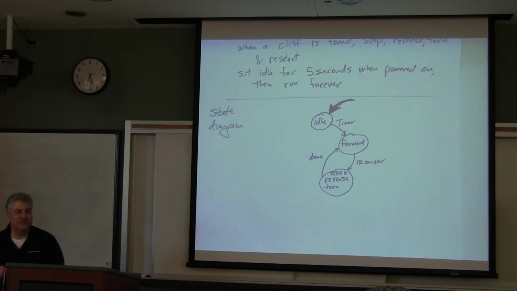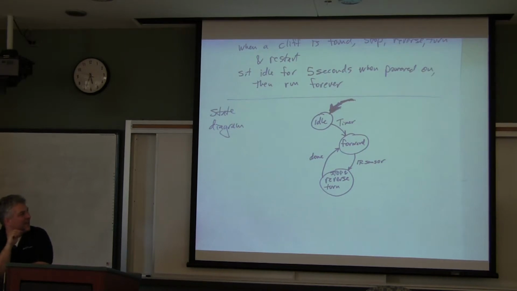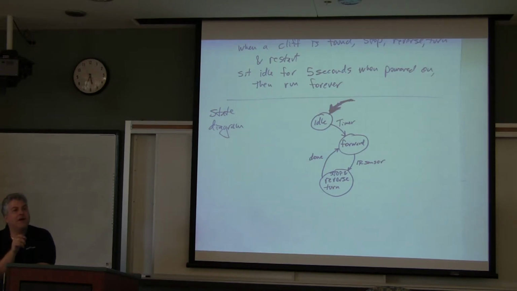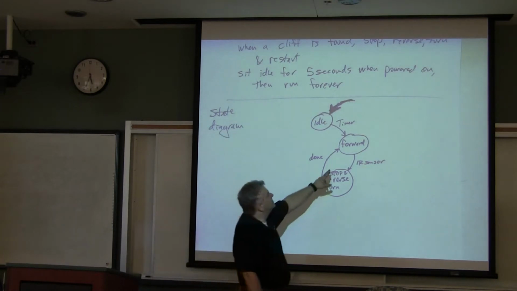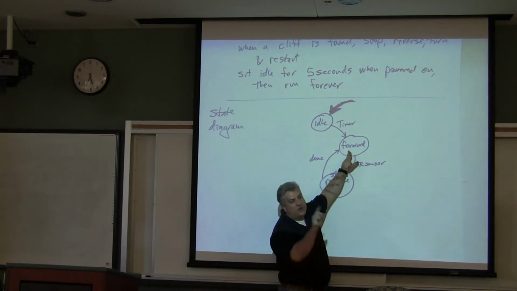I think you're wrong on there. You need another loop continuing into forward. If there's no cliff, it should stay on the forward state. You should have that loop there. It's the IR sensor. By the way, in a software state machine, it's assumed that you just stay there. You don't need a loop.